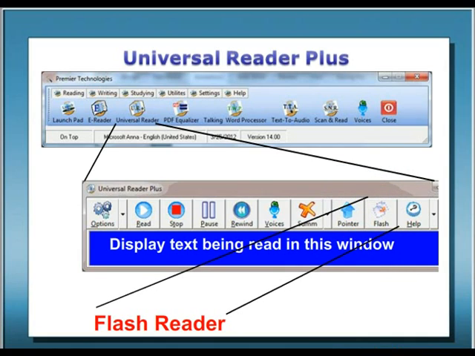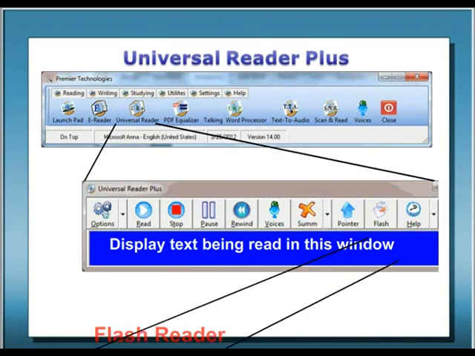Gee, it sounds like Universal Reader Plus and Talking Pointer could be used for reading almost anything, right? Well, while those tools certainly have a broad range of uses, some of Premier's other tools are better suited to tasks such as reading electronic books or PDF files, so let's discuss some of those other options.